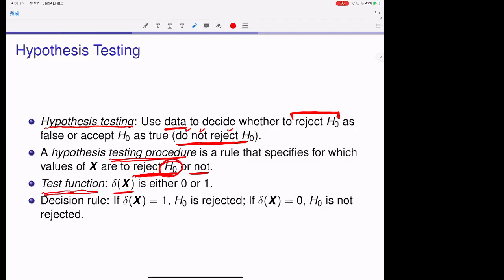Delta x right here. That means delta x is 0 or 1. 1 means reject the null hypothesis, 0 means do not reject the null hypothesis. It's pretty simple. It's a function of x, and delta again is 0 or 1. It's binary. Let's call it the decision rule right here: if delta x is 1, the null hypothesis is rejected. If delta x is 0, the null hypothesis is not rejected.